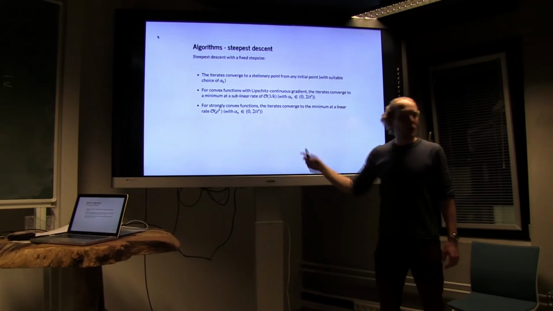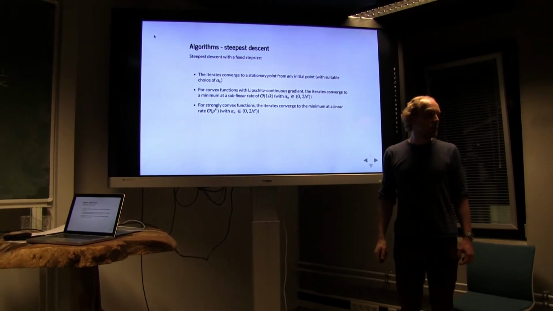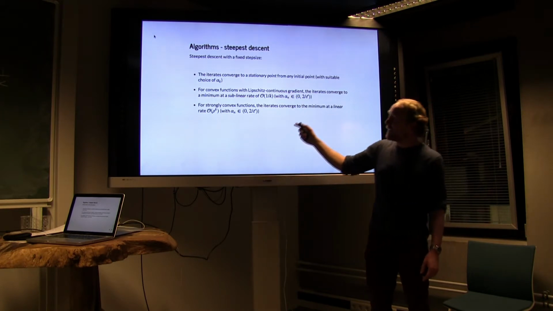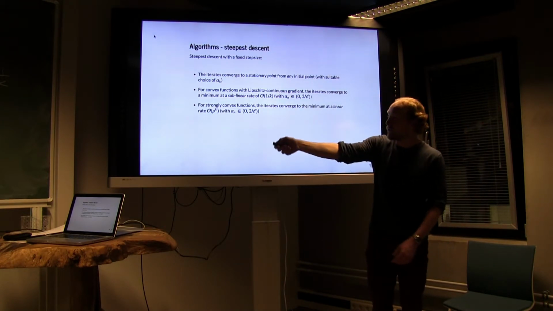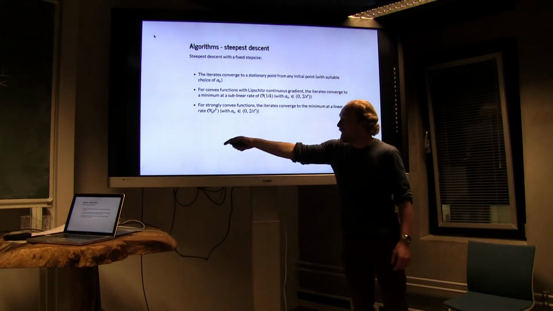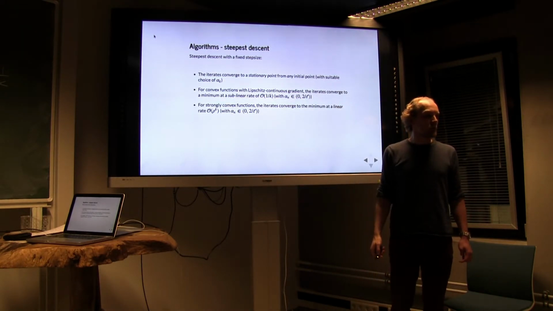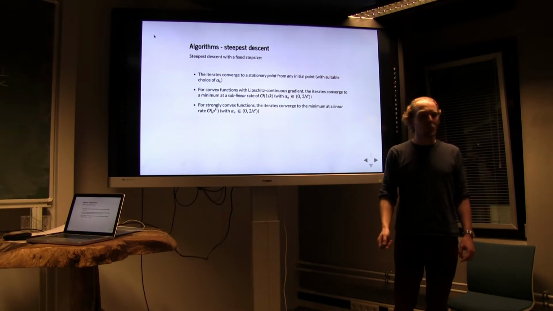If I have a strongly convex function, I can say more. I can prove that the iterates converge to a minimum at a linear rate. So there I can do the same thing as here, except replace the 1 over k by a rho to the power k. So it goes much, much faster, and rho smaller than 1, of course.